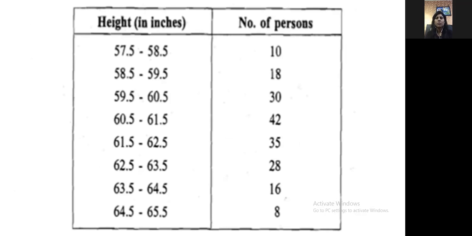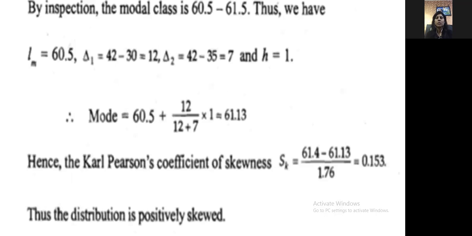You will see here that in one column we have height as the class intervals and the number of persons as the frequency. For the mode, we need class intervals to find the value with the help of the formula of the mode, which we have studied in the first unit, on how to find the mode in the case of a grouped frequency distribution. So we will use that formula here to find the value of the mode from this grouped frequency distribution. Let's move on to the next slide to understand that.